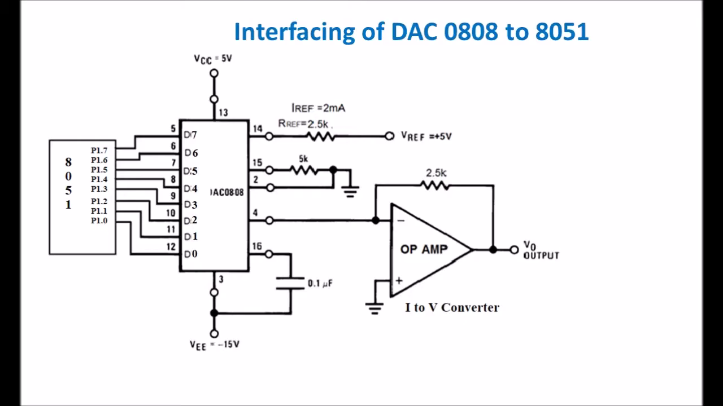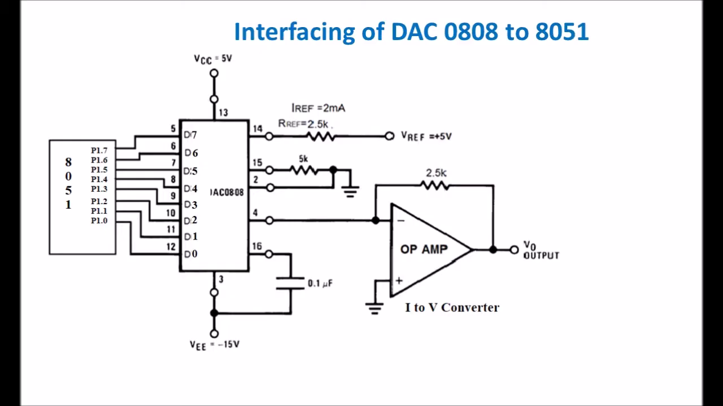The DAC interfacing diagram we are using for all programs is shown here again. You can watch the video on DAC introduction and square wave generation using DAC also. Here we are using port P1 of 8051 to connect to the data bus of DAC 0808. Digital data will be sent on this port P1, which will be converted into analog and we will get an analog output voltage at terminal V0. So the sinusoidal signal also we are going to observe on CRO at terminal V0.